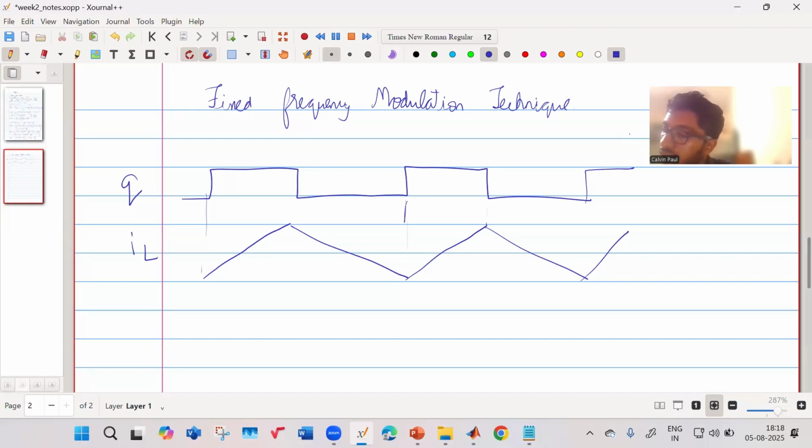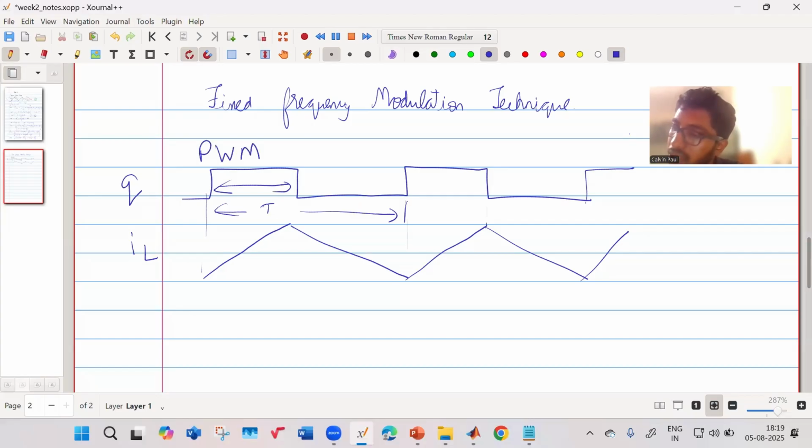If this time T is fixed, then it is known as fixed frequency modulation. Okay, we can fix the time period, that is good. Now we want to fix the width. This is the width of this pulse. When we are trying to adjust that width, that is known as pulse width modulation. That is known as PWM.